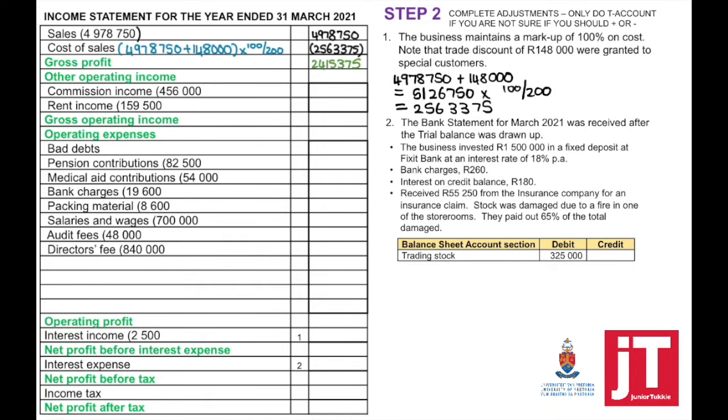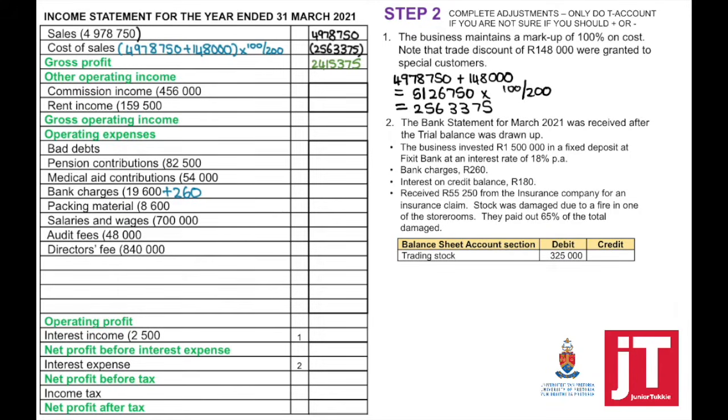So be careful when looking at this adjustment. It is not relevant to the income statement, so don't calculate the interest and show it as interest income. Bank charges of 260. This means that we need to add the bank charges. So we are going to say plus 260 to the 19,600.